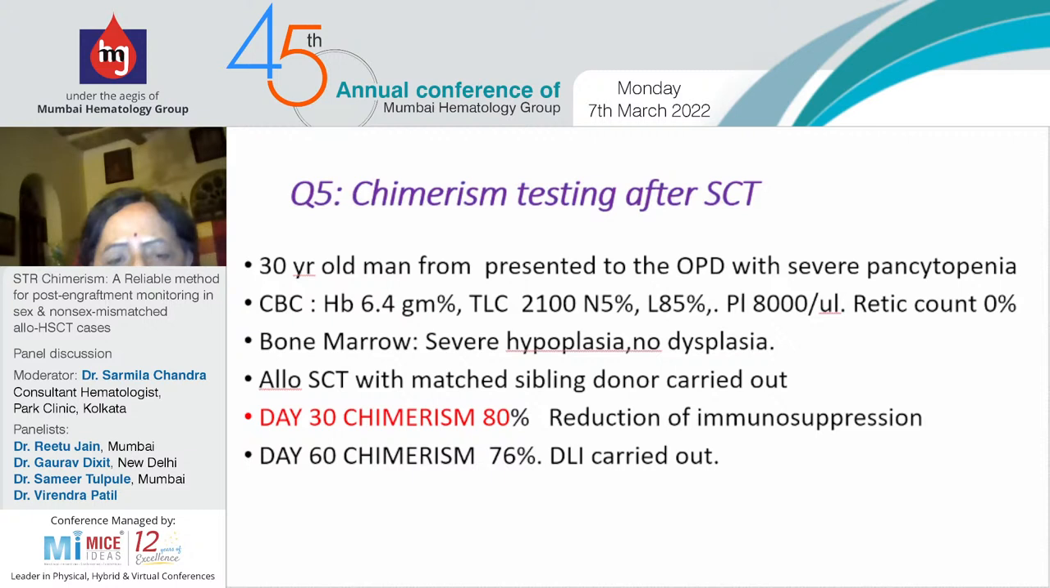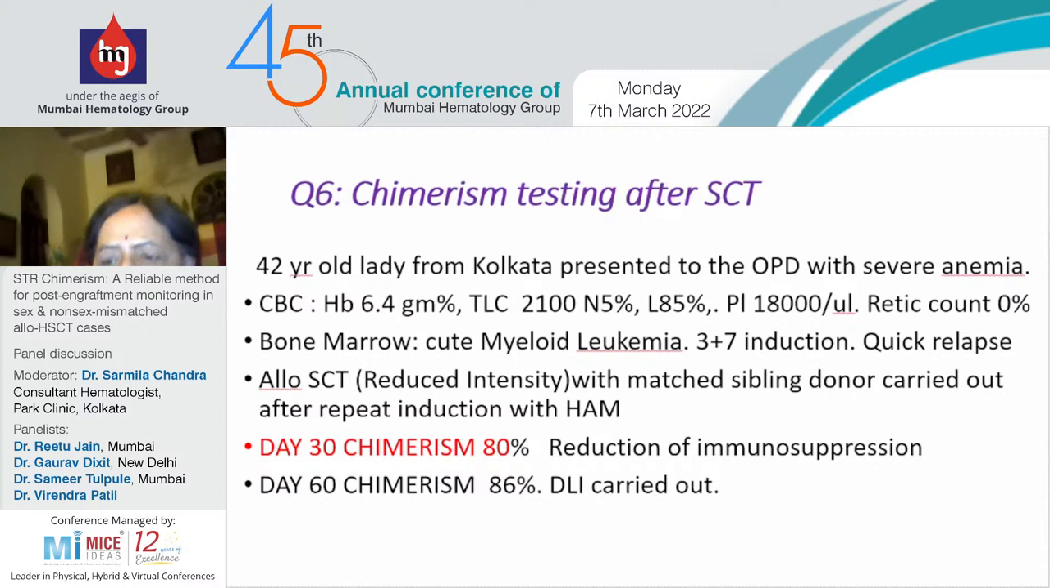marrow. We carried out a DLI, and unfortunately 15 days later the counts crashed and the patient came out with a completely aplastic marrow. And he had a graft rejection. And this was a very bad condition because these people cannot afford a second transplantation. It is extremely difficult to convince them for a second transplantation. Anyway, the money has run out, and he went back to Jharkhand and passed away soon after. So this is our second case that we had.